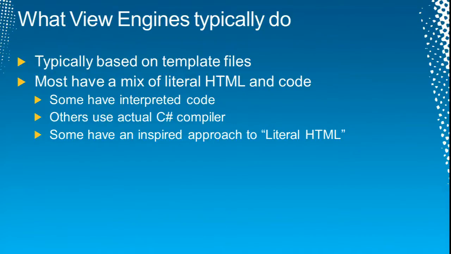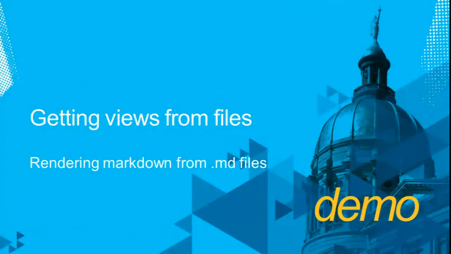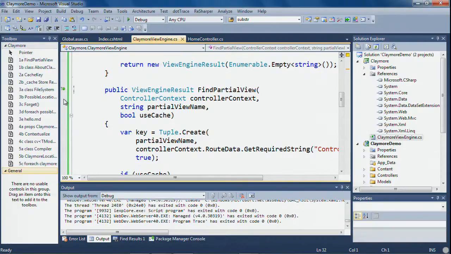Most of them, though, have an approach inspired by literal HTML. The fact, though, is that they're usually based on template files. So that's what we're going to take a look at next, is taking an existing transformation engine, which isn't an MVC view engine, but can take the contents of a file and turn it into HTML. And we're going to build that into our Claymore view engine next. So this is where we start to bring files into the picture.